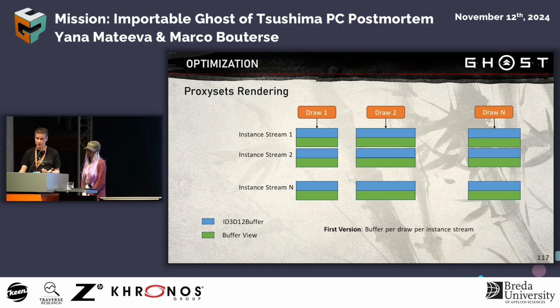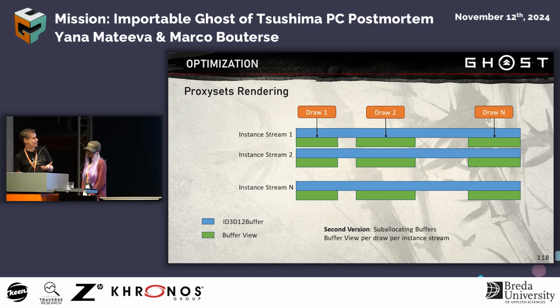which resulted in thousands of these created and destroyed every frame, which obviously was pretty horrible. So when we got to the open world part, we did this optimization and just created views into larger buffers instead. So now we have a view per draw per stream. But this was still a big performance overhead because we still have to create these buffer views every frame.